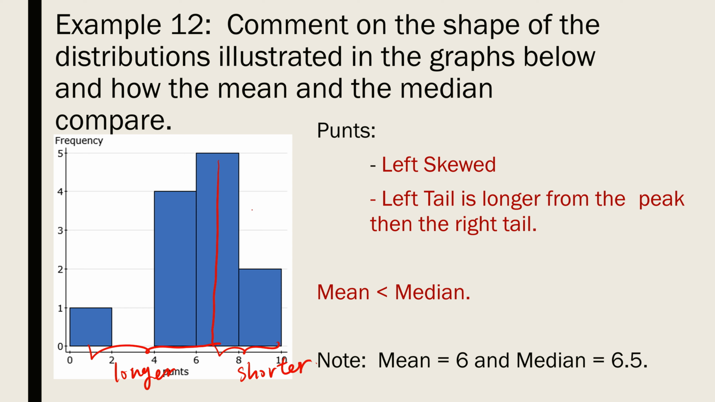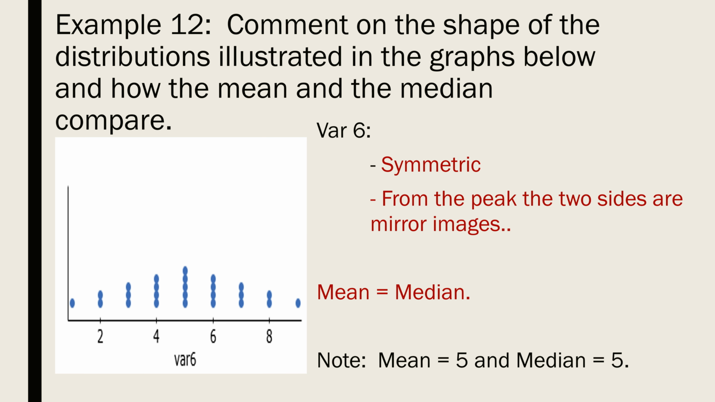And from the actual data set, we know the mean is 6 and the median is 6.5, and 6 is smaller than 6.5. That's how we can have the conclusion. And it is obvious that this dot plot shows us the distribution is symmetric. And for a symmetric distribution, the mean should equal the median. And from the actual data set, we have that the sample mean is 5, and the sample median is also 5.